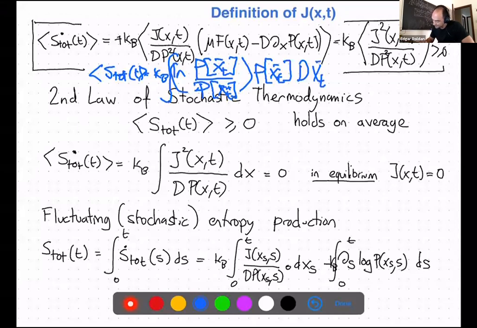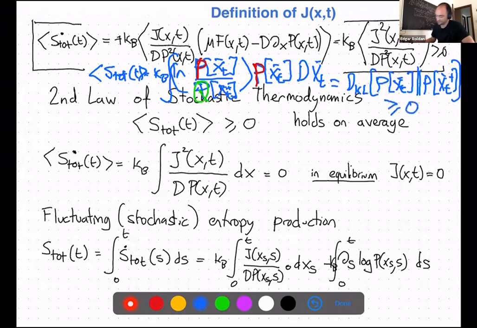And this thing here you can see as p log p divided by q. So this is a Kullback-Leibler divergence in reality. This is the Kullback-Leibler divergence between the probability to see a trajectory and another measure, I call it Q, but in reality it is the probability to see the time reverse trajectory. Okay, and we know from information theory that any Kullback-Leibler divergence is positive. So you can get a simple proof of the second law from a purely information theoretic point of view, right?